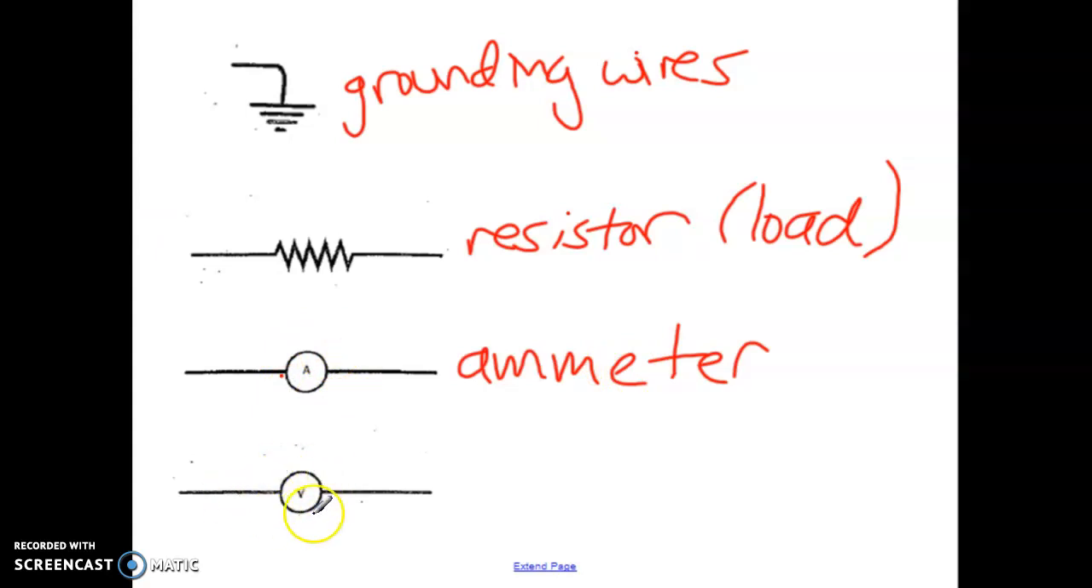Here we have a capital letter V with a circle. This is a voltmeter. Again, we're going to talk about this next week, but a voltmeter is something that will measure the voltage of a circuit. So maybe you've heard of that term voltage before or amps before. These are the things that we can use to measure properties of circuits.